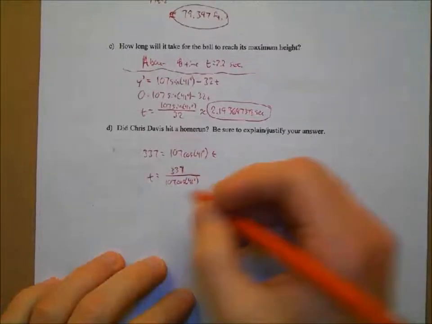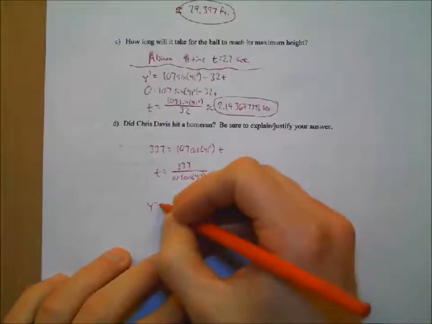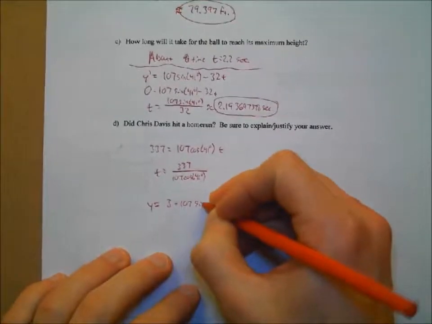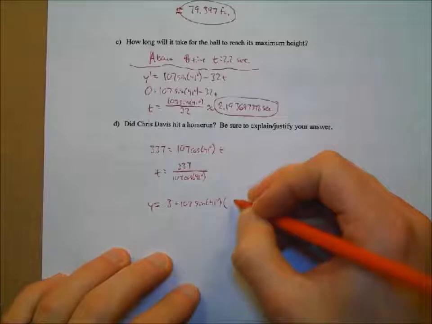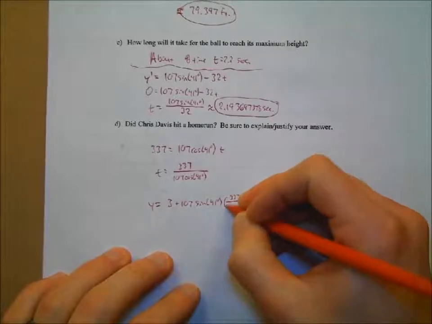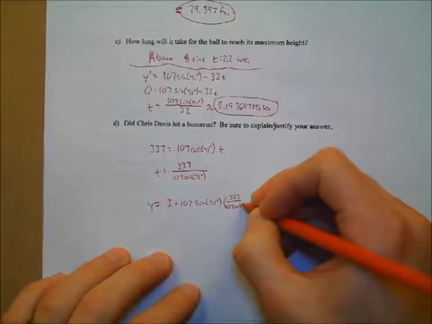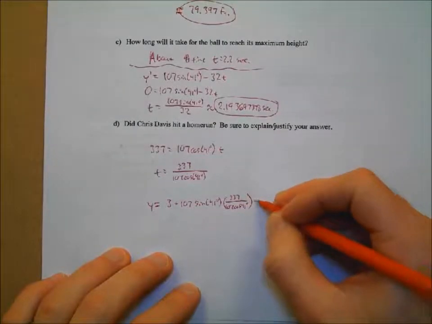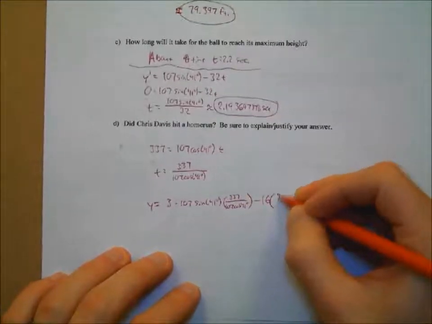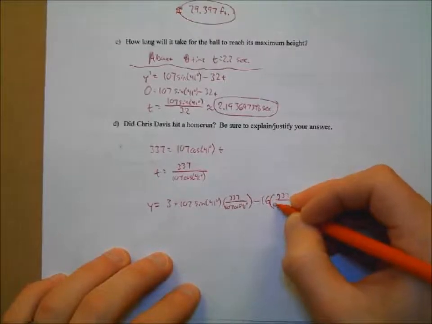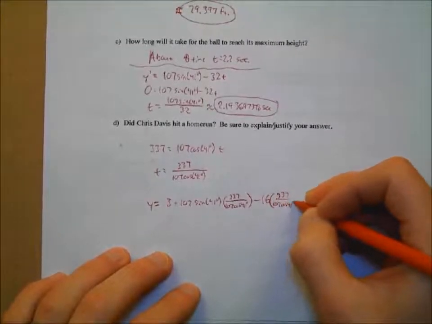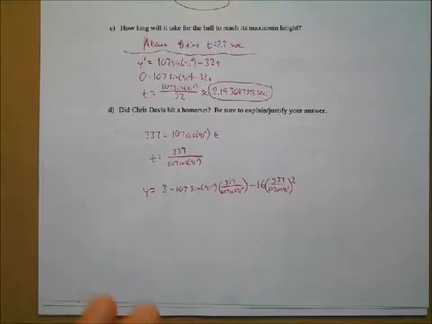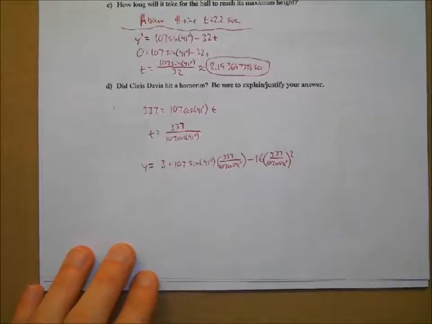All right, so then we'll take this time, and as Karen suggested, we'll plug it into the y, the height of our ball. So 3 plus 107 sine of 41 degrees times 337 over 107 cosine 41 degrees, minus 16 times 337 over 107 cosine 41 degrees, squared. So there, we just plug that in.